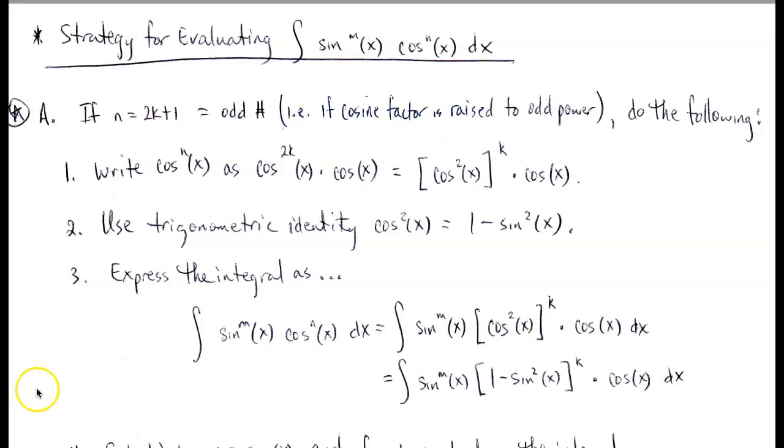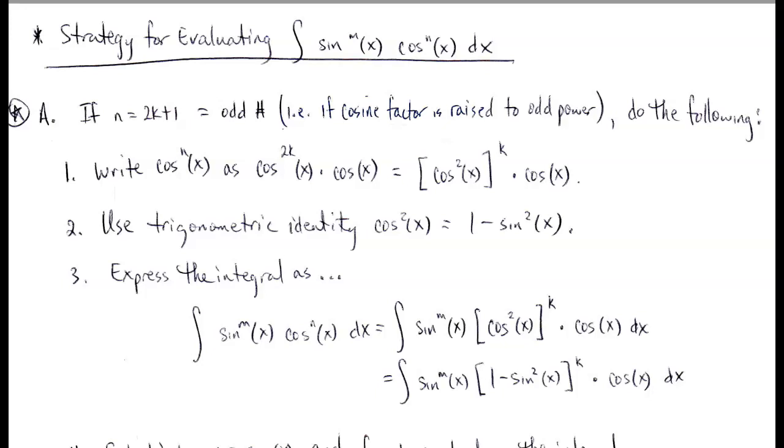The strategy we employ for this method entails what we did in the part 1 video. In the part 1 video, we wanted to break down either the sine function raised to a power or the cosine function raised to a power in such a way that we could use either U-substitution or trigonometric identities to substitute.